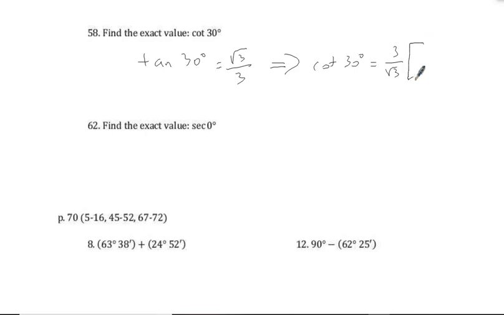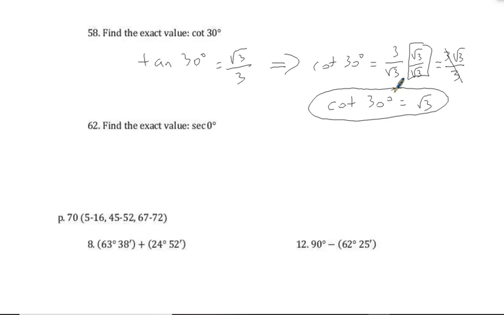Again, we rationalize this as we did in a few problems a moment ago by multiplying by 1. It's just special because it's the square root of 3 over square root of 3, so that in the denominator, the square root of 3 times the square root of 3 becomes the square root of 3 squared, or just 3. In the numerator, 3 times the square root of 3, and we see that we can simplify 3 divided by 3, leaving us with the cotangent of 30 degrees being the square root of 3.